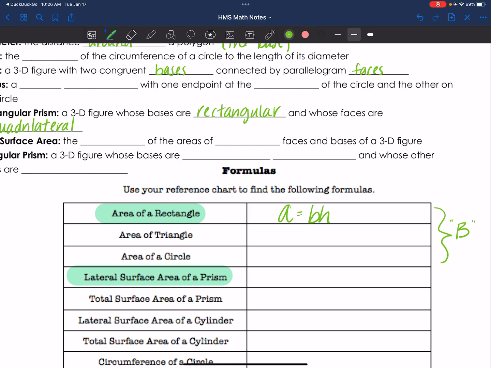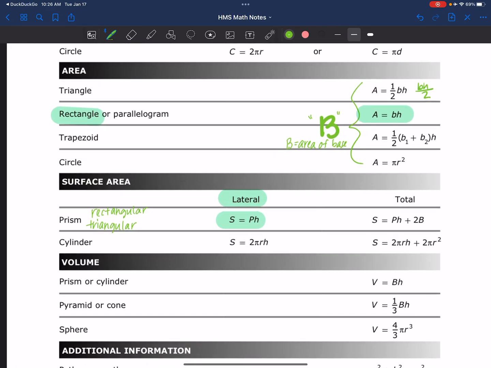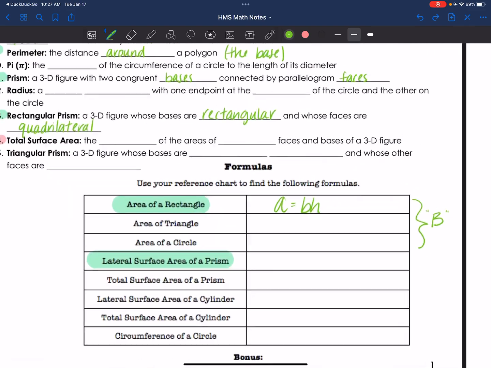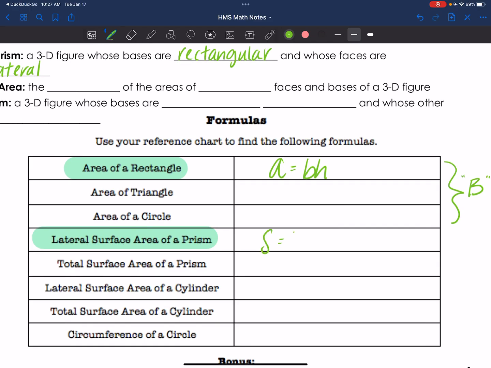The main formula we're going to be using today is the lateral surface area of a prism, which again is going to be on a reference chart. So we need to make sure we are using these. I'm going to go to the word prism, and then the word lateral. And my formula is capital S equals capital P lowercase h. Now, capital P stands for perimeter of base, and lowercase h stands for height of prism.